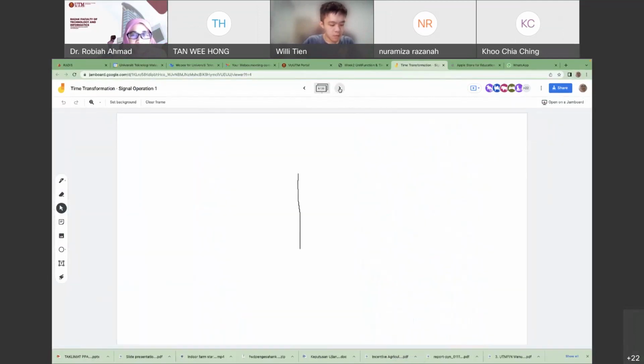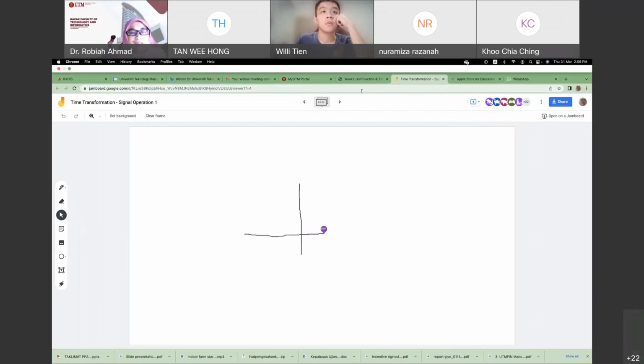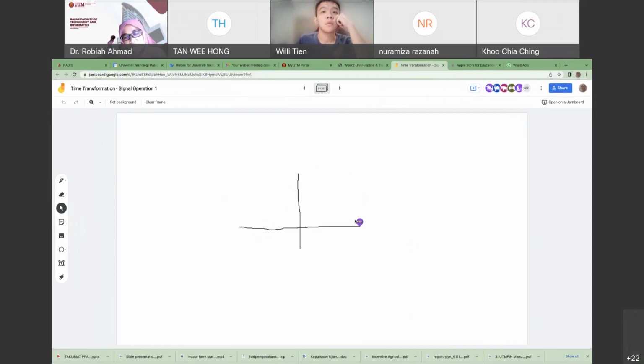Belum ada lagi. Can you put your name, class, kat sini? Please put your name ni. Siapa ni? Page 5 ni. Page 5, please put your name.